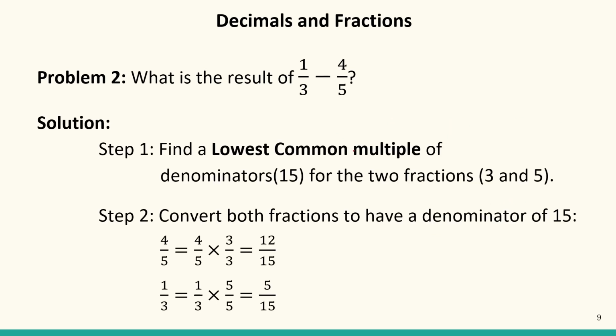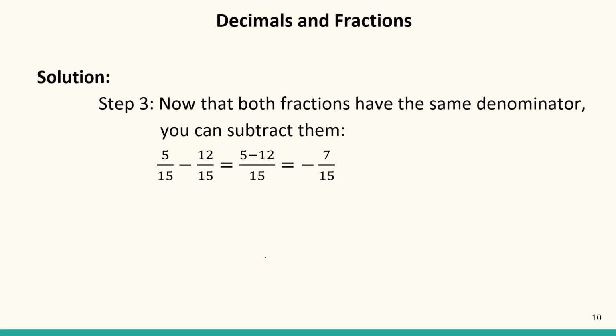What we did was we found the multiple series, then we found the common multiple, and then we got the lowest among them. 15 was the LCM of the two fractions' denominators, 3 and 5. Then we converted both fractions to have a common denominator of 15. This is how we did it. Then we subtracted the fractions, 5 minus 12, and this is the answer that we got.